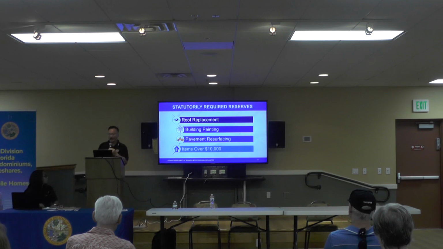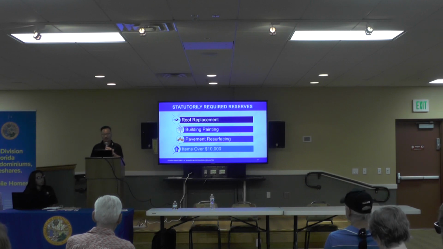Statutory required reserve items, as mentioned in the previous slide. We have roof replacement, building painting, pavement resurfacing, and the statute also requires that any other items of deferred maintenance expense or replacement cost that exceeds $10,000 also be reserved. Please note that the proposed budget must include fully funded reserves for each. That means the amount to be reserved must be computed using a formula based upon estimated remaining useful life and estimated replacement cost or deferred maintenance expense of the reserve item.